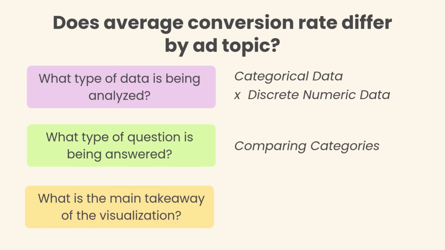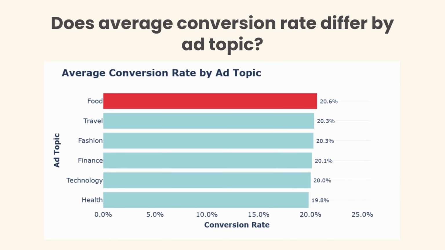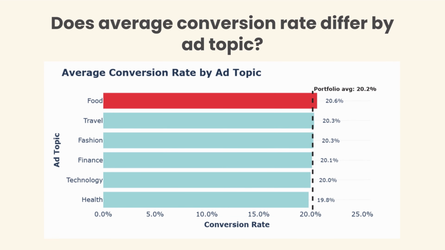But now when we're looking at what the main takeaway of our visualization is, we want to show that the food ad topic has the highest conversion rate. So it would be good to highlight that in some way. And one way we can do that is by making that bar a different color from all the rest, so that the viewer's eye is drawn there first. We also want to highlight that that conversion rate is slightly higher than the average overall conversion rate. So it would be good to add in a line for average conversion rate as well, so that the viewer can see that the food ad topic's conversion rate is slightly above that.